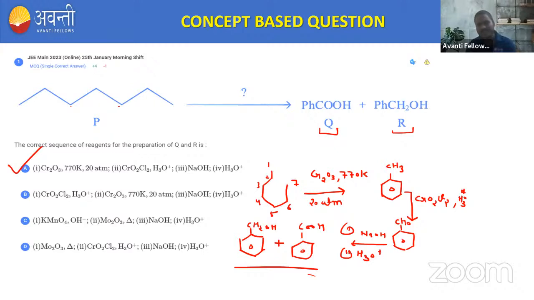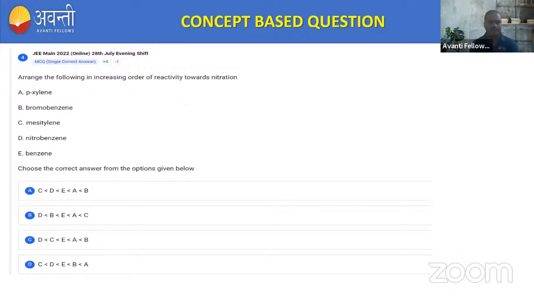You are going to study this reaction in class 12, in the aldehyde and ketone chapter, right? So don't worry about this. We are going to see this Cannizzaro, aldol, all these reactions in class 12. So this is the correct sequence of reagents that we are using for the preparation of Q and R. Chalo, move to the next question.